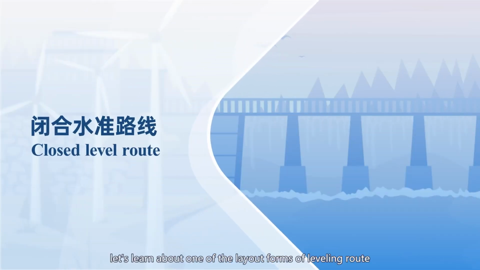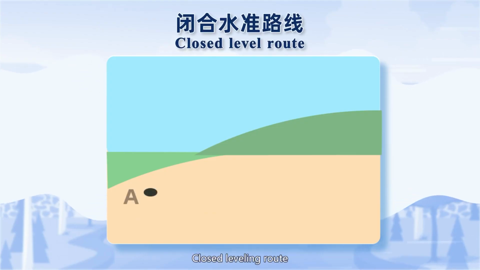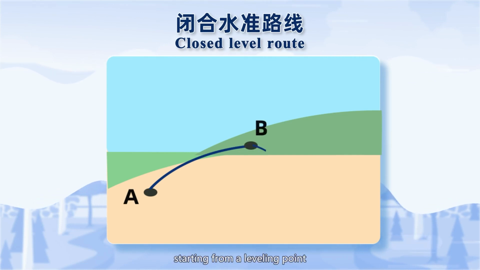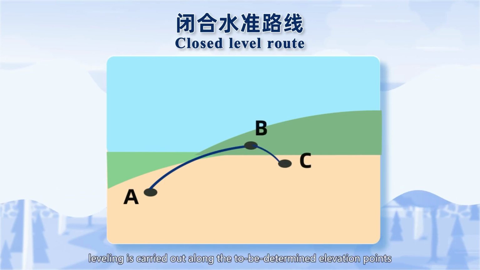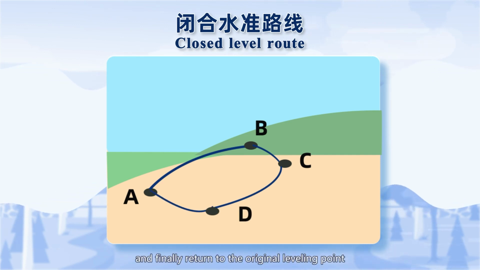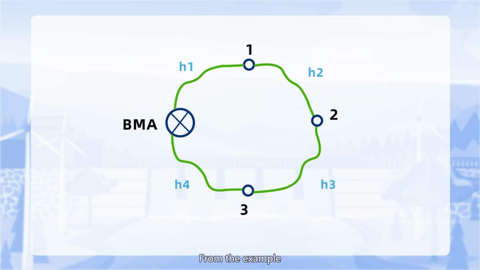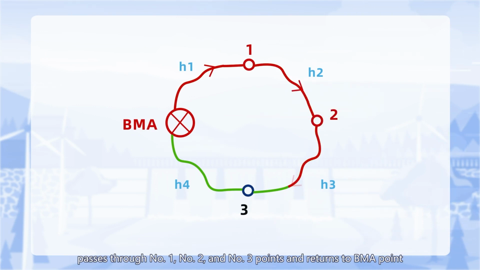First of all, let's learn about one of the layout forms of leveling routes, the closed leveling route. A closed leveling route starts from a leveling point, and leveling is carried out along the to-be-determined elevation points, finally returning to the original leveling point, forming a circular route. From the example, this leveling route starts from point BMA, passes through points 1, 2, and 3, and returns to point BMA.